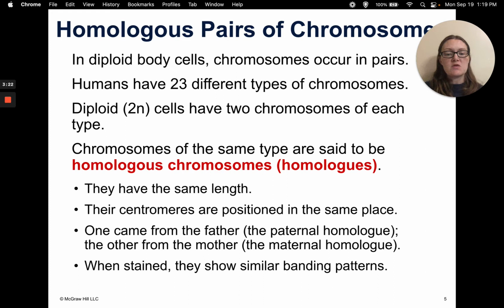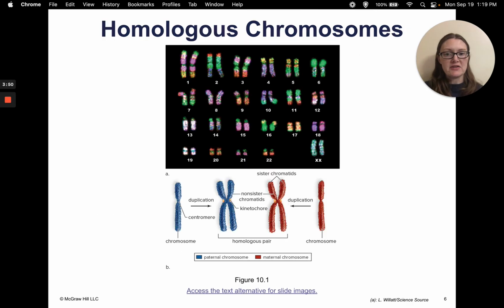Homologous chromosomes means that they are similar in appearance and size and structure. They code for the same things. So you have a homologous chromosome, one from mom, one from dad, and those two homologs are going to match up during the meiosis process. Same length, the centromeres are in the same position, and they show similar banding patterns. So homo means the same. Homologous chromosomes means we're looking at the same chromosome pairs.